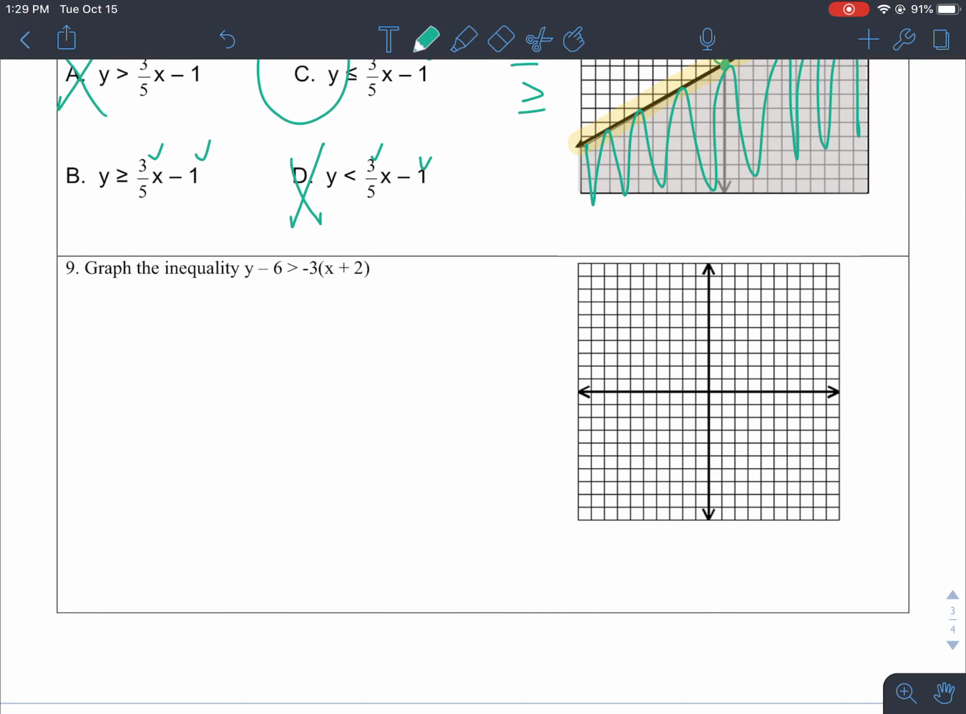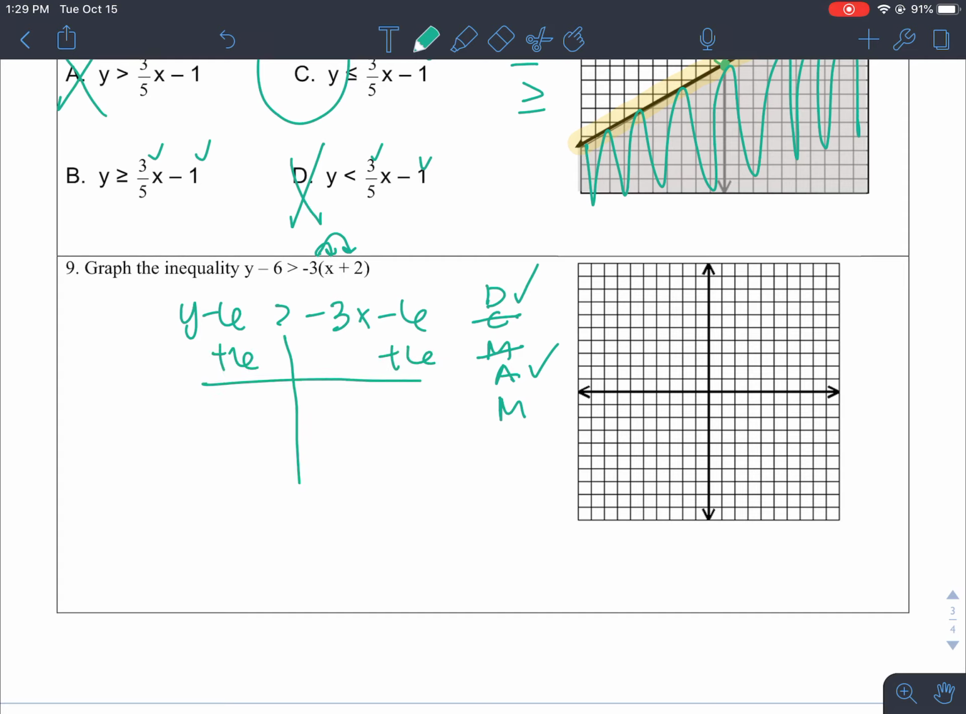Number 9, graph the inequality y minus 6 is greater than -3 times x plus 2. Okay, go ahead and bring it back. This tells me I need to go ahead and just start with distribution. So I'm distributing that -3 to the inside. So -3x minus 6. I don't need to combine like terms or move variables, but I do need to add or subtract. I'm going to add 6. And I'm left with y is greater than -3x. And -6 and +6 cancel out to give me 0.